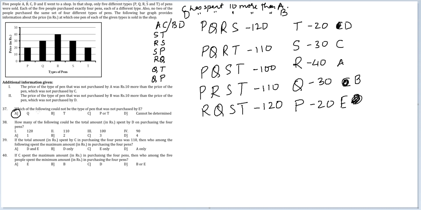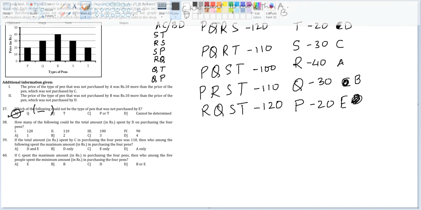So when the question says which of the following could not be the type of pen that was not purchased by E, the answer has to be option A. Q cannot be purchased by E. The other two options that are given, P or T, they can be purchased. Pay attention, it says which of the following, and therefore we are only checking the options, we are not checking anything else. The answer will be option A.